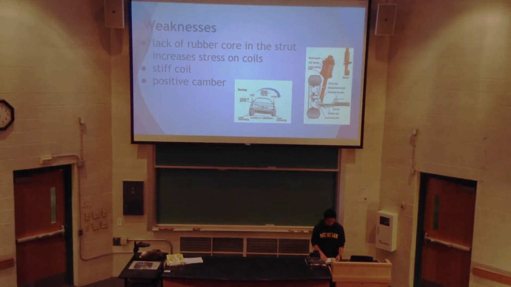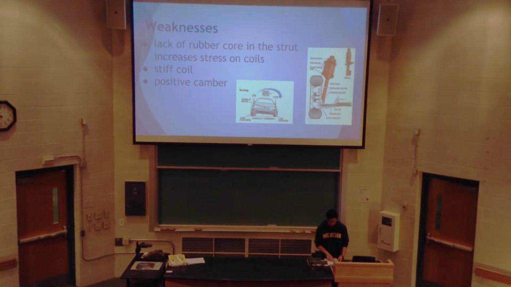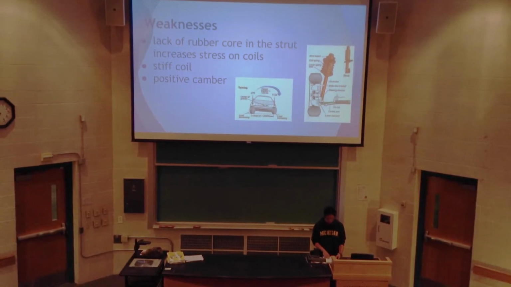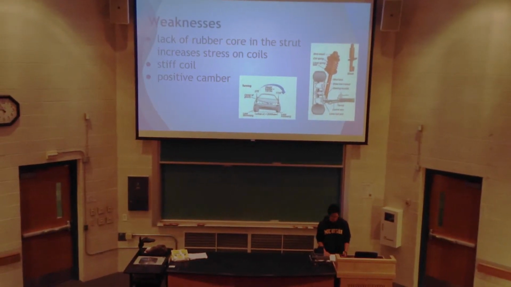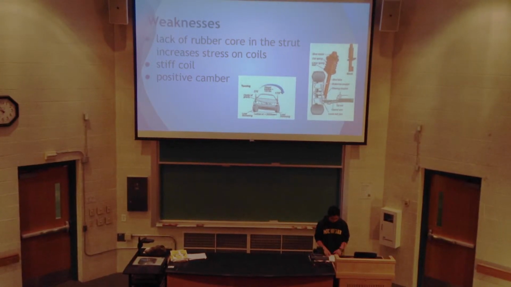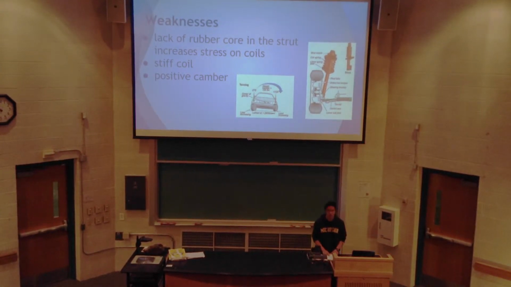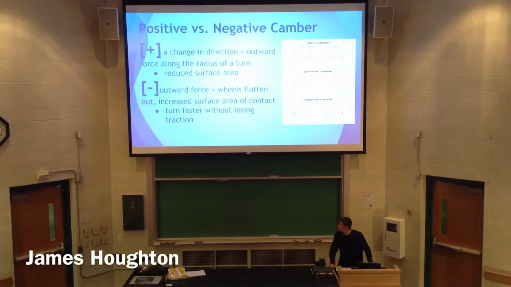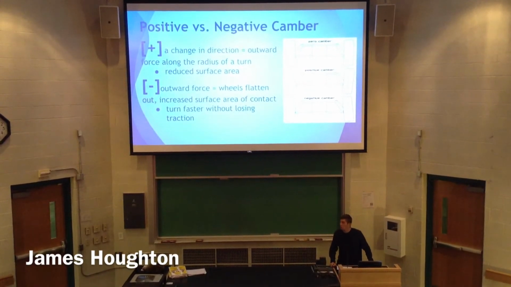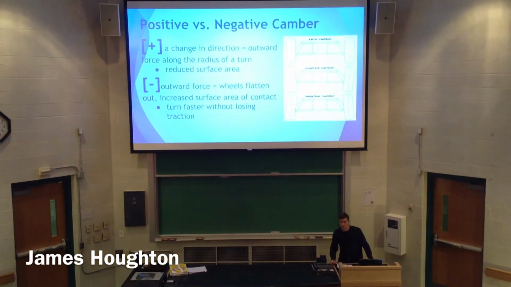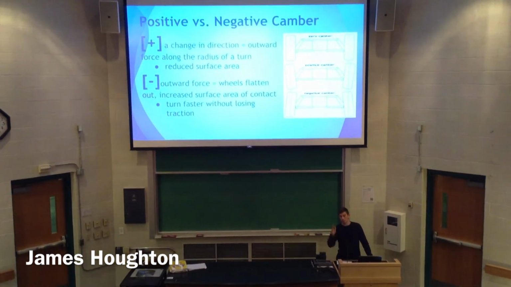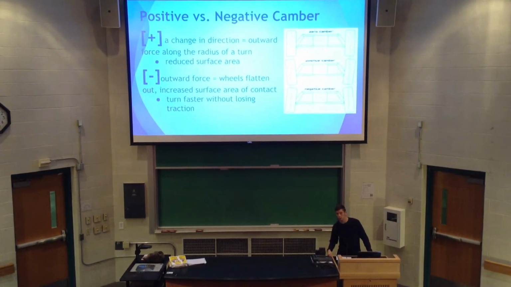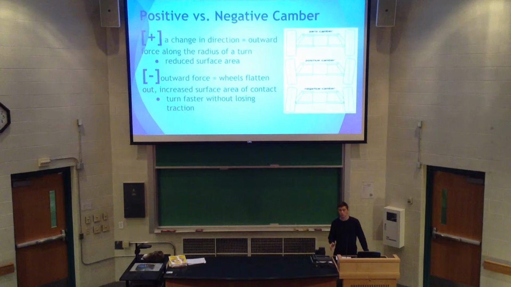There are also some weaknesses in their system. For one, there is a lack of rubber cores in the struts, which increases stress on the coils of the vehicle. It also increases the positive camber, which can lead to tipping of the car when making turns. The current vehicle, we were told, has a problem going around turns. It produces a positive camber. This is when the top of the wheel goes outwards, and it is a result of the force when the vehicle goes around the turn.